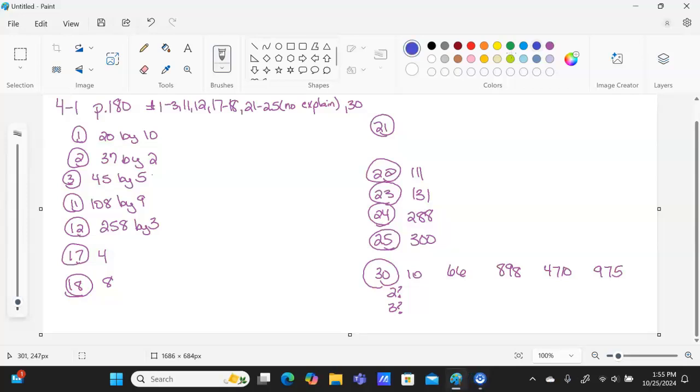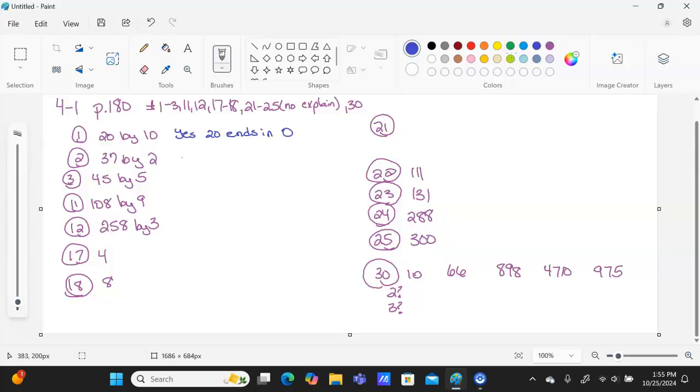We are checking the homework for section 4.1 in this one. I had you do 1 through 3. Is 20 divisible by 10? Yes, it is. 20 ends in 0. And they had you tell why or explain.